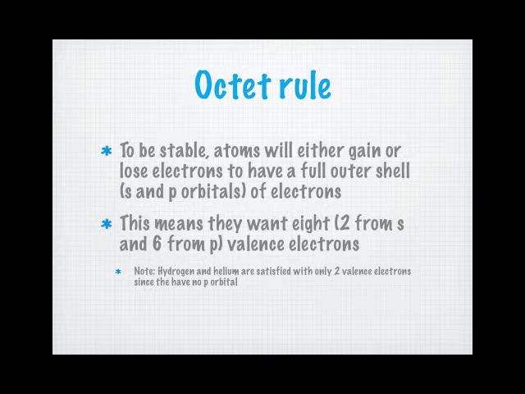And this is kind of tricky. Hydrogen and helium, if you look at them, they don't have any P's. So they can only have 2 valence electrons to satisfy their outermost shell, essentially. So they're happy with just 2. It's called the duet rule, technically, because they only want 2, and they'll be paired up. They won't be apart. They'll be paired up because they want to be together.